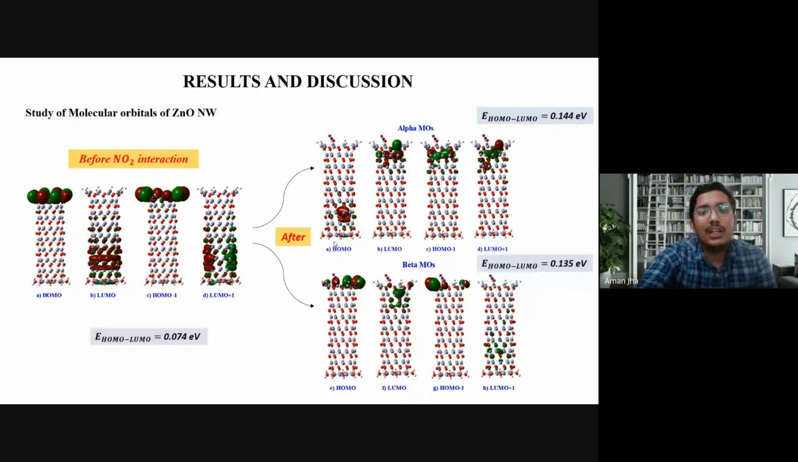Moving on to our DFT calculations. Study of molecular orbitals of zinc oxide nanowires. Before NO2 interaction, we found a HOMO-LUMO energy gap of 0.074 electron volts. But when it was exposed to a nitrogen dioxide gaseous environment, we found that its molecular orbitals got divided into two different parts, alpha MOs and beta MOs, and its energy gap increased. It increased in the alpha MOs case to 0.144 electron volts, and in the case of beta MOs to 0.135 electron volts.